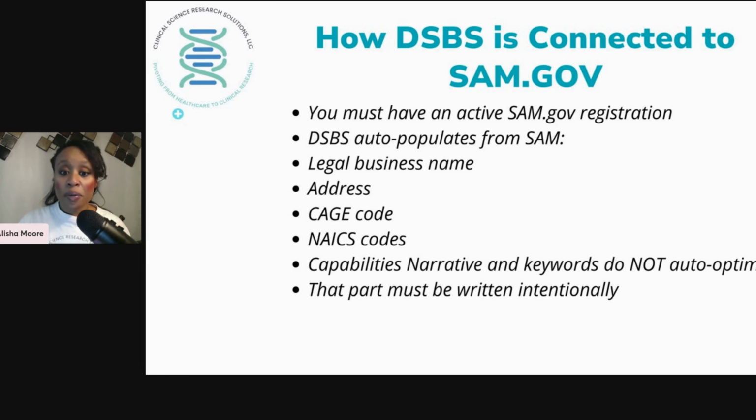And what does it auto-populate? The legal business name, the address, your CAGE codes, I call them NAICS codes, and capabilities. The capability narrative and keywords do not auto-populate, right? You actually have to manually put that in. That part is written intentionally to ensure that you are entering all the information that is applicable to your business, and probably to make sure that there's not a mistake or some kind of issue going on between SAM.gov and the communication between the two platforms, right?